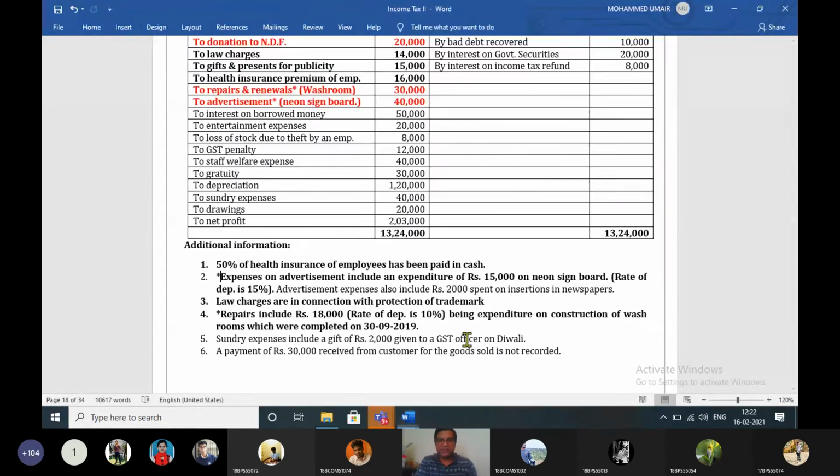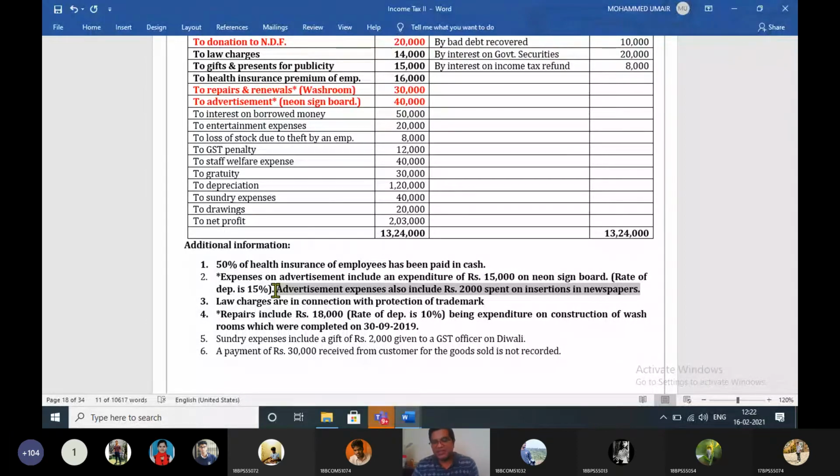And it further says advertisement also includes 2,000 being spent on insertions in the newspapers. So this is a revenue expenditure. So this does not require your attention. 15,000 is a capital expenditure, but 2,000 is a revenue expenditure.